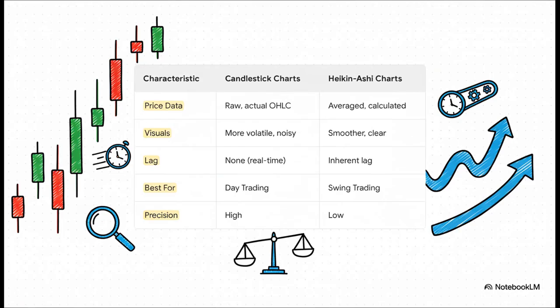And this little table here just lays it all out nice and simple. You've got candlesticks with their raw, real-time data and high precision, perfect for quick in-and-out trading. Then you've got Heikin-Ashi with its smooth, averaged values, clear trends, but that built-in lag, which makes it much better for following those big, long-term trends. It's that classic trade-off we've been talking about, precision versus clarity.